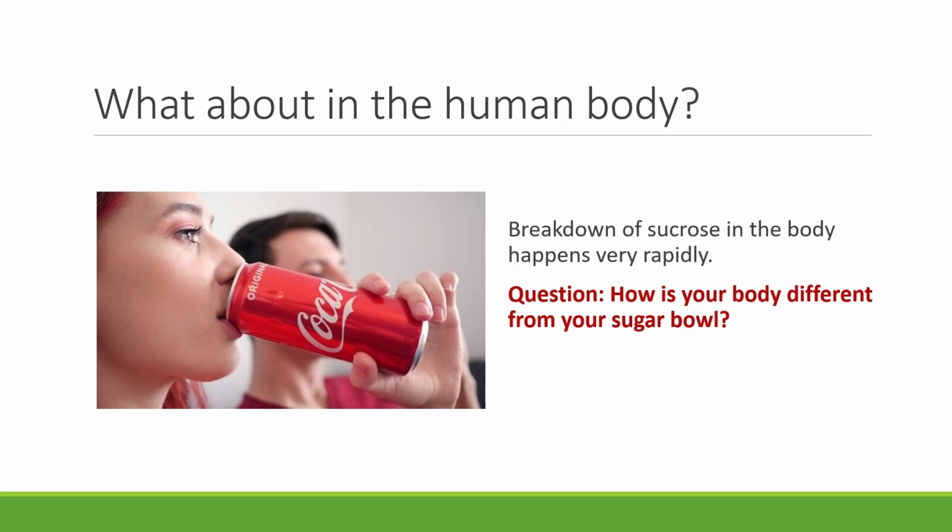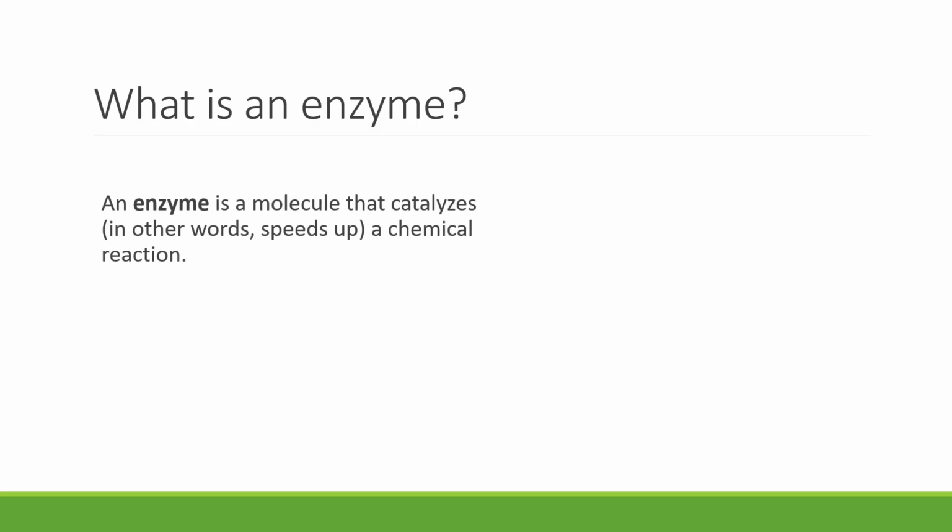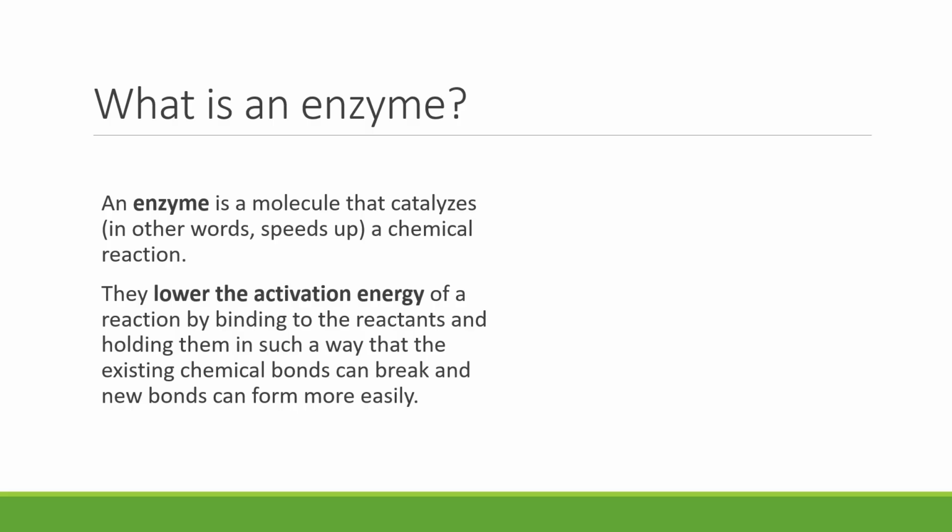The answer is that your body contains these things called enzymes. And those enzymes are the reason why you can break down sucrose in minutes rather than in years. But what is an enzyme? An enzyme is defined as a molecule that catalyzes, or in other words, speeds up a chemical reaction. How does it do this? Enzymes lower the activation energy of a reaction by binding to the reactants and holding them in such a way that the existing chemical bonds can break and new bonds can form more easily.